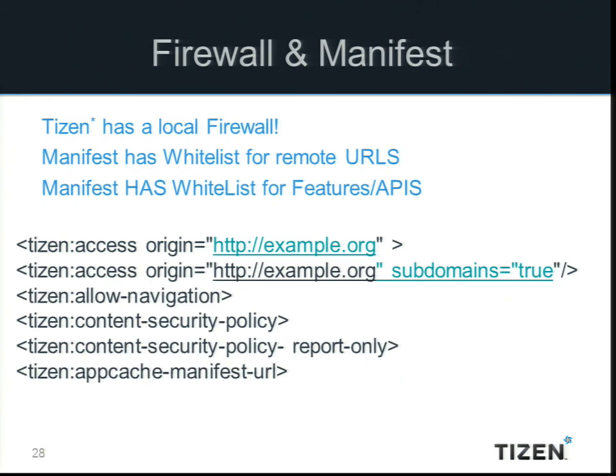So talking about the firewall and the manifest, one of the things that's very different is Tizen has a local firewall. It actually has a system running at the kernel level that is checking permissions based on what you access. So if your application reaches out and talks to a third-party domain, that domain actually has to be listed in the manifest. And if it is not, the operating system blocks the request from even going out. That's very different than what we have in browsers today.